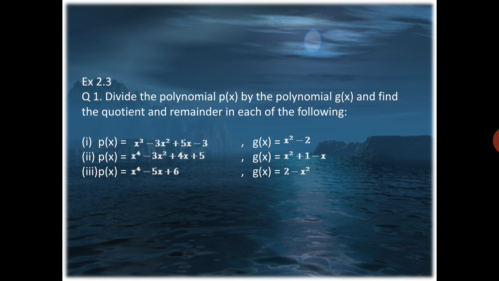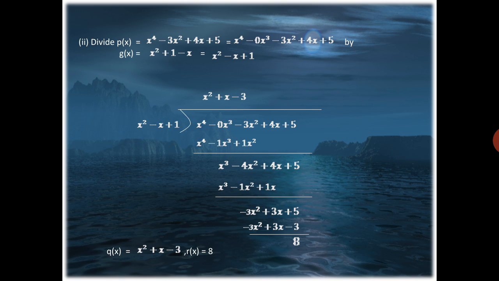I have solved one sub question here. That is the second sub question. All the changes are done. You can see it, that with the changes, the division is done. The highest power of the divisor is x square, and for the dividend it is x raised to power 4. So it is multiplied by x square.